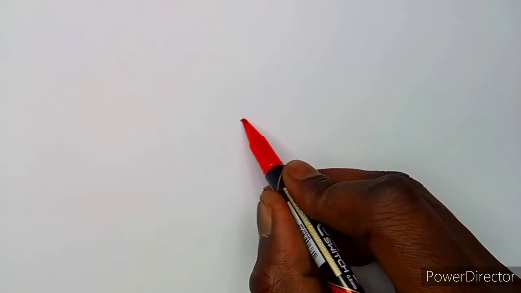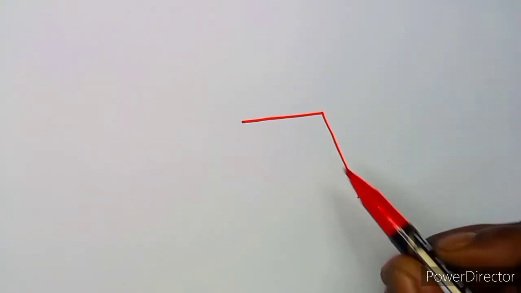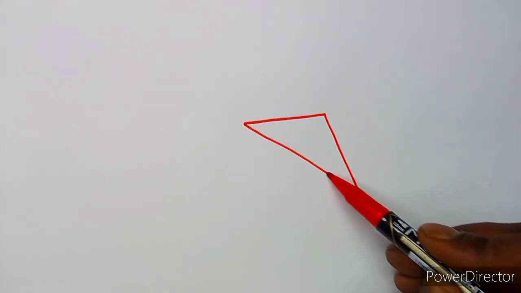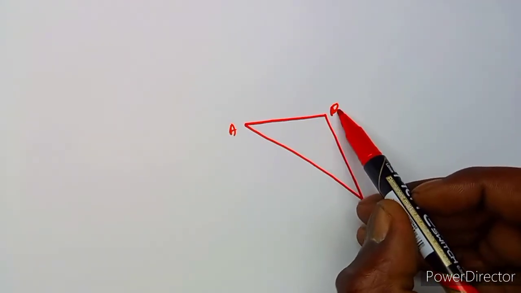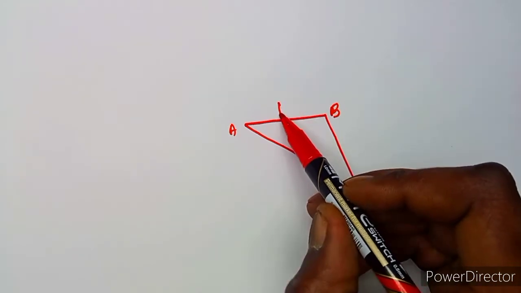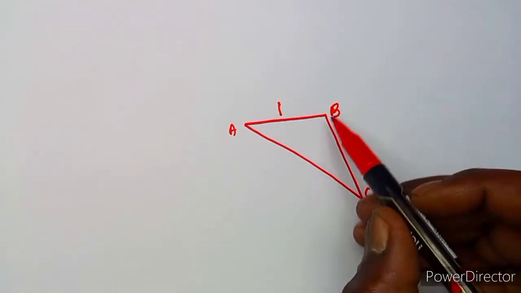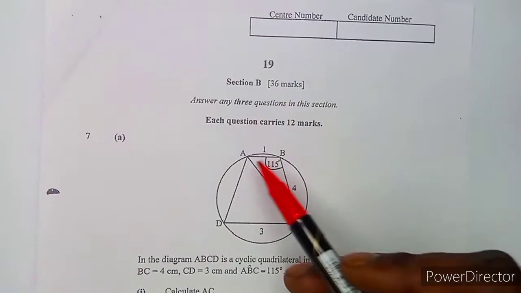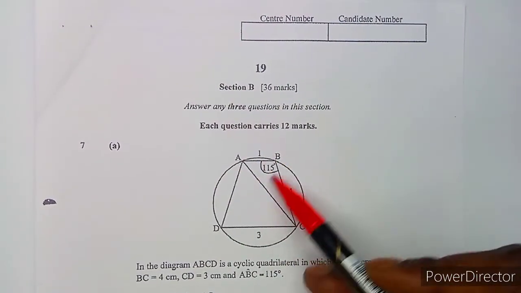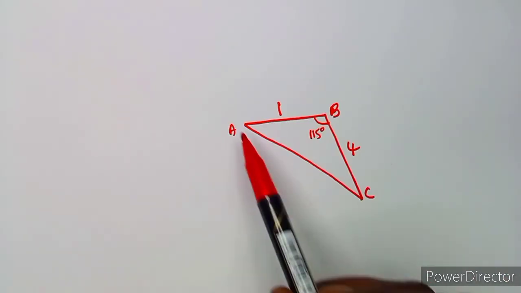Here, if you are to cross check, yes, it's something that has to do with a circle, but this is just a normal triangle that they just want us to use. Okay, this is your A, this is your B, this is your C, this is 1 here, this is 4, and this is 115. You're just taking this information here, your A, B, and your C, this part. Okay, so how can I calculate AC?